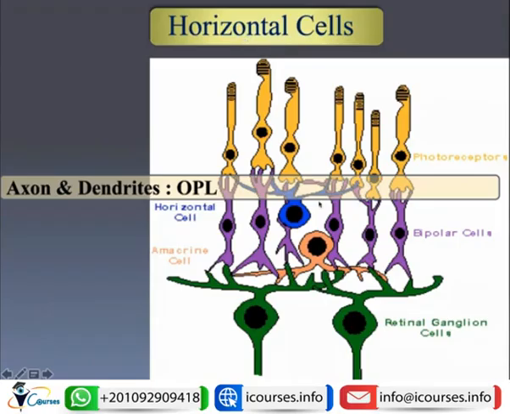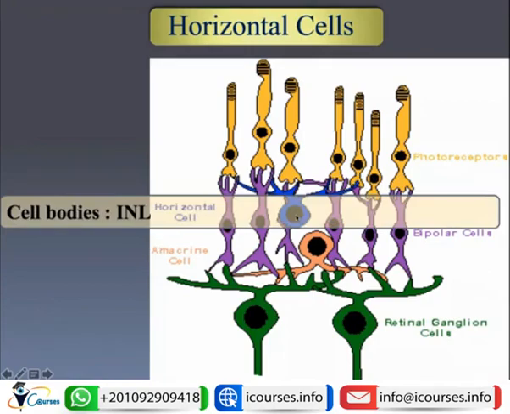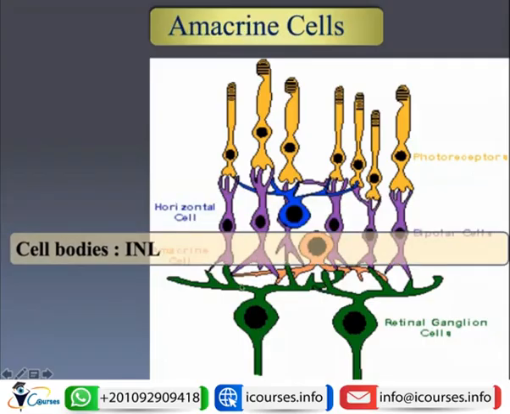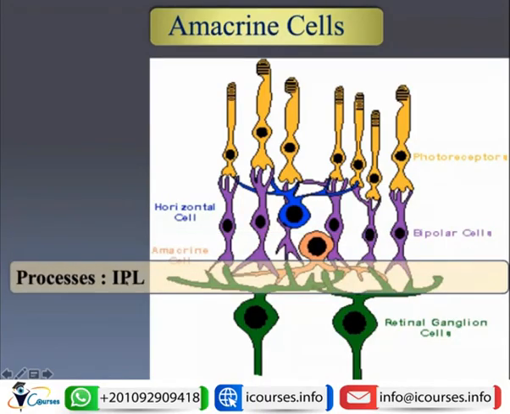For the horizontal cells, they are located horizontally. So their axons and dendrites, both of them, are present in the outer plexiform layer, while the cell body is present in the inner nuclear layer. So these are horizontal cells, as the name implies. The mirror image of the horizontal cells are the amacrine cells. The amacrine cells have their nuclei in the inner nuclear layer, while their processes are present in the inner plexiform layer.